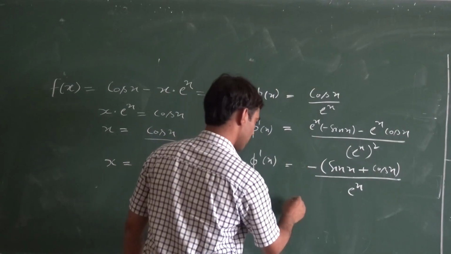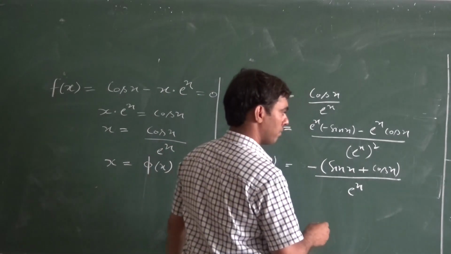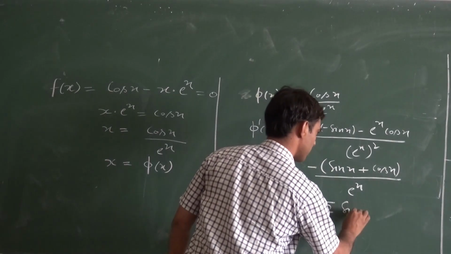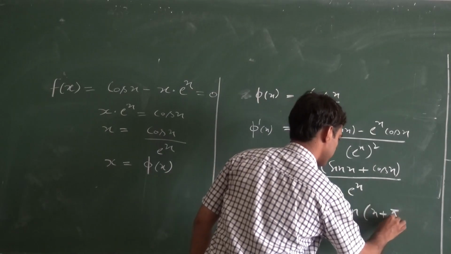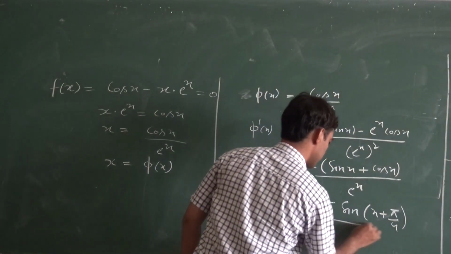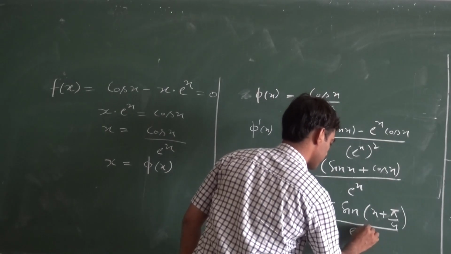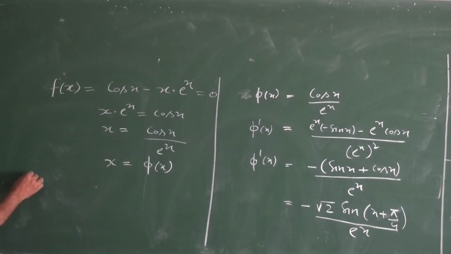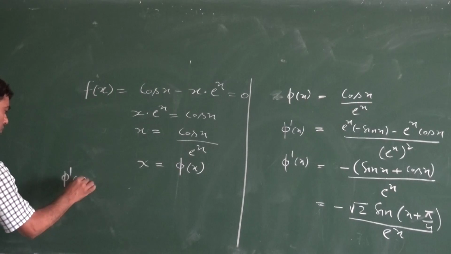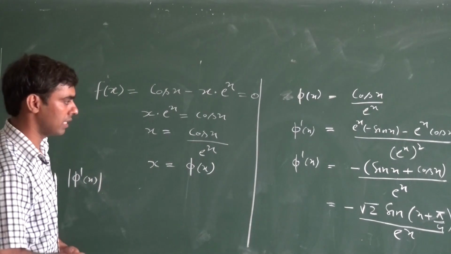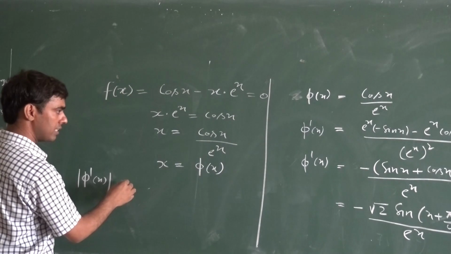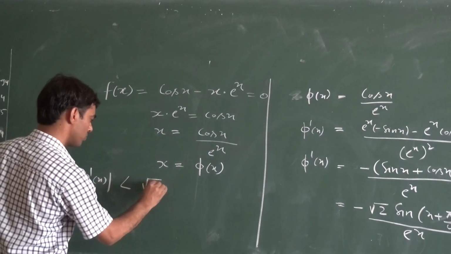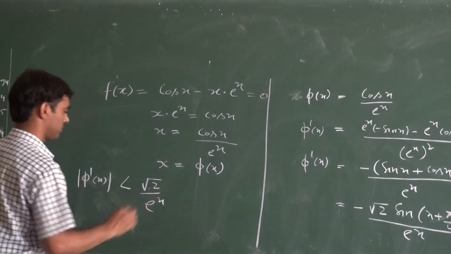Now we may also write this as minus √2 sin(x plus π/4) divided by e^x. Now what is the value of mod of φ'(x)? So mod of φ'(x) is less than √2 upon e^x.